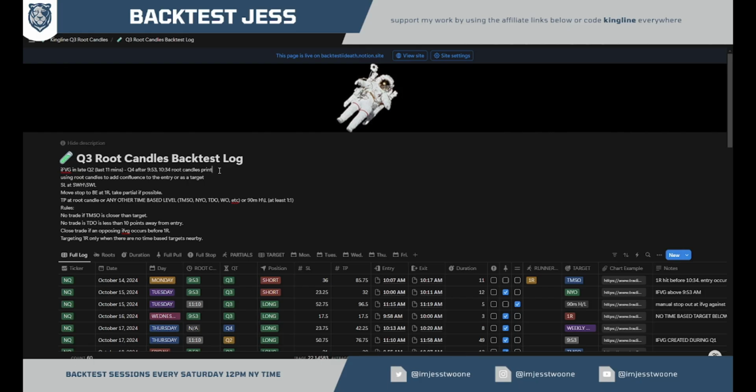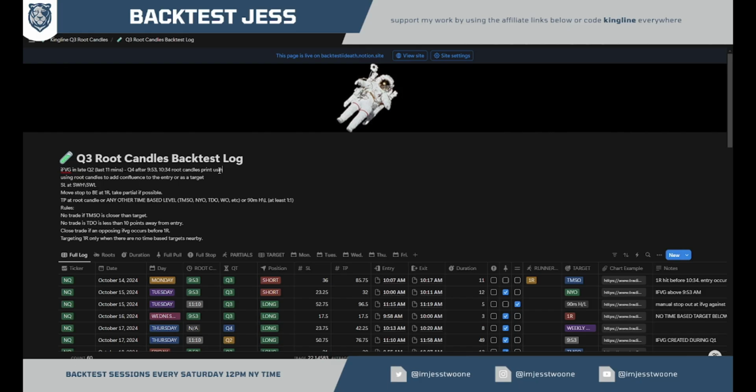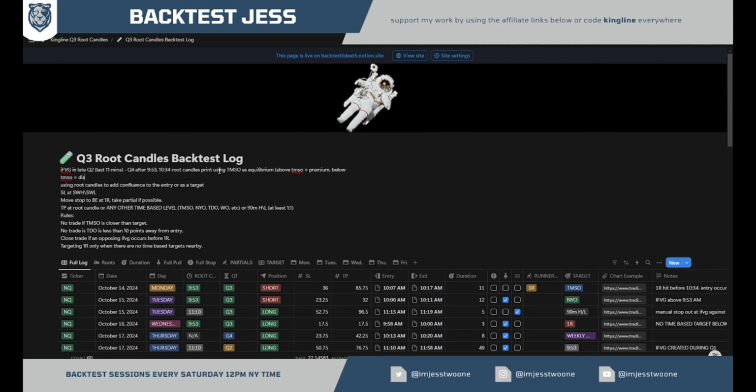I'm going to add it under the inverse. So premium, using TMSO as EQ. All right, great. So that rule is added. We will start using it during the next backtest, or for the future reps as we add on to this.